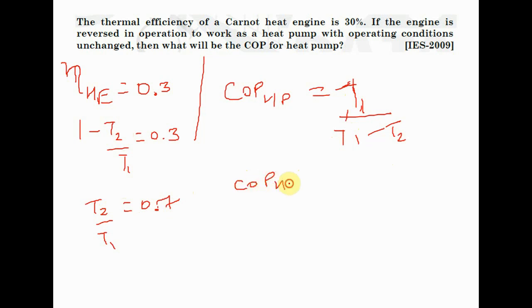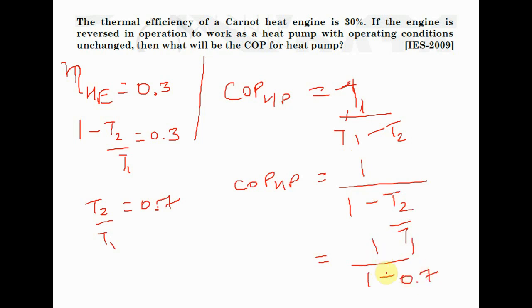So COP of heat pump is equal to, you divide numerator and denominator by T1, you will get 1 upon 1 minus T2 by T1. So if you substitute, you will get 1 upon 1 minus 0.7, so it is equal to 1 upon 0.3. So 1 upon 0.3 equals 3.33. This is the COP of heat pump.